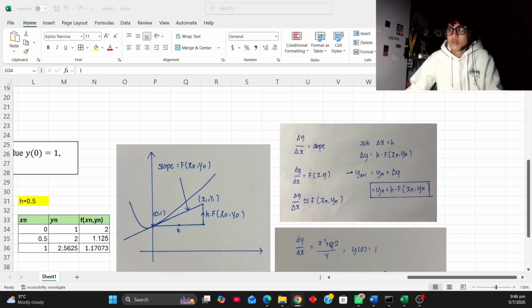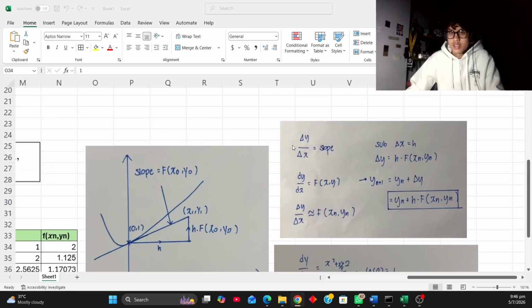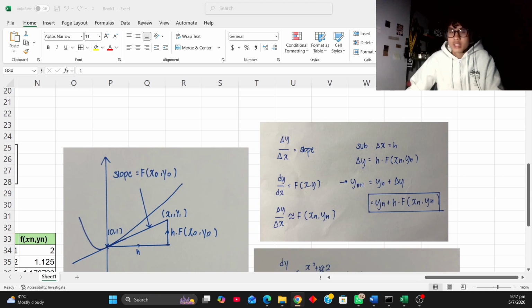So we know that slope is equal to the change in y divided by the change in x. And since the slope is given by the differential equation dy over dx equals a function of x and y, we can approximate that the change in y over the change in x equals the function of x and y. Since the step size is h, we let h be the change in x. As you can see over here, I wrote delta x equals h, and therefore I can derive Euler's formula where y(n+1) is equal to yn plus the step size times the function of x and y.